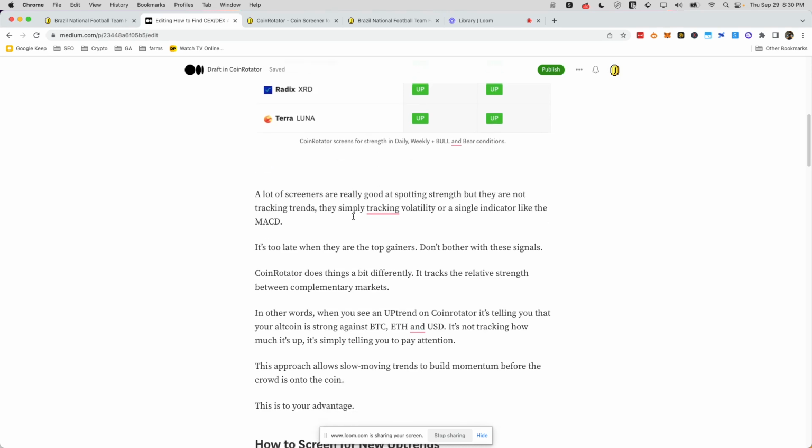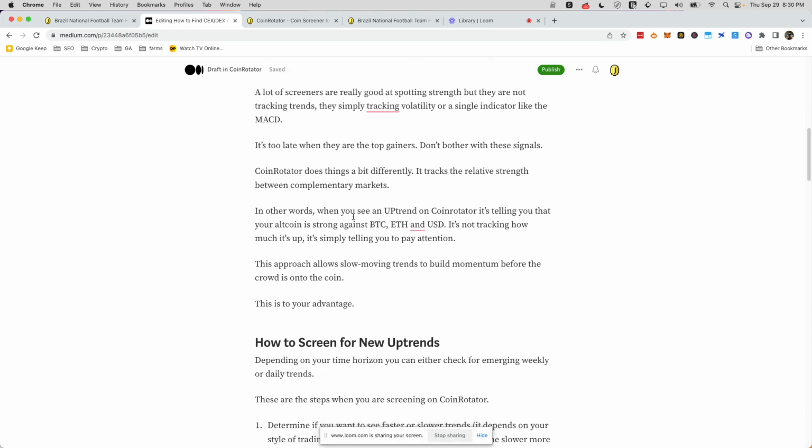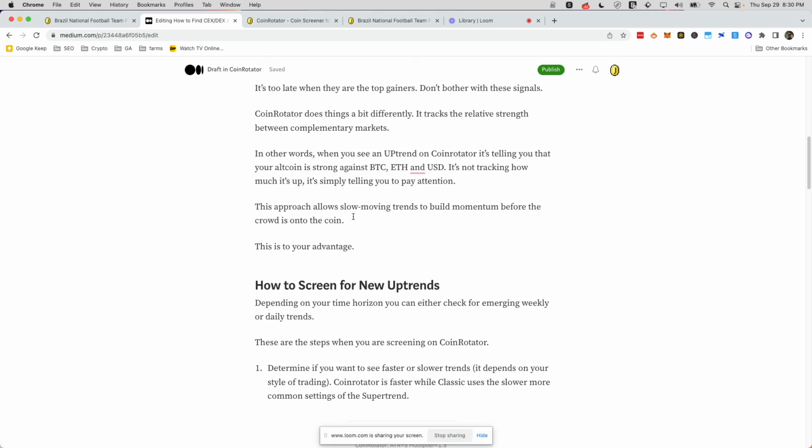CoinRotator is something that helps you do that. Now, this isn't really a sales pitch. This is more trying to explain how it works and why it's probably going to be useful for you.